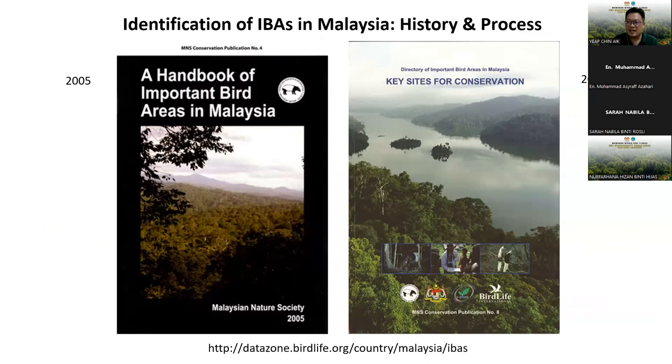Unfortunately, we don't have any more copies, but the information contained here you can also find at the link below, the Data Zone of BirdLife Organization Malaysia. Before the full publication was printed in 2007, in 2005 we had a preliminary checklist of IBAs. Some of the sites on that preliminary checklist didn't make it into the full publication in 2007, which was launched in March in conjunction with Raptor Watch that year and officiated by the NRE minister at that time.